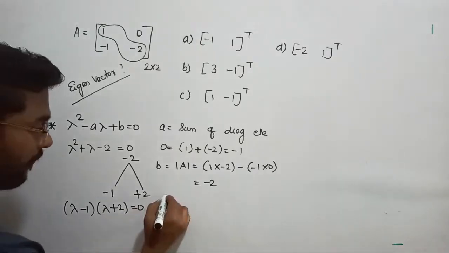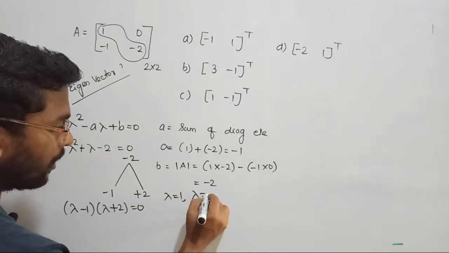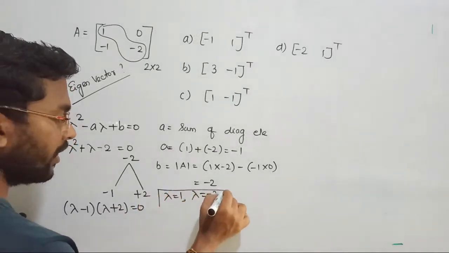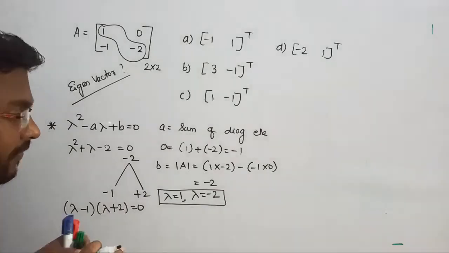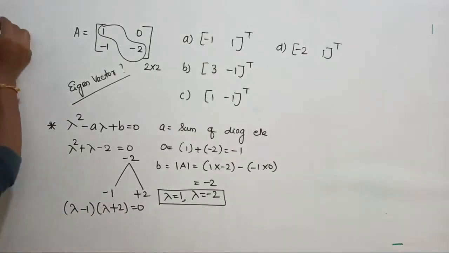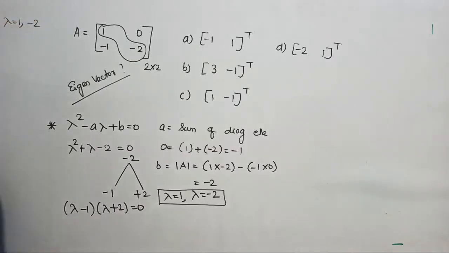Yes, we got two eigenvalues. One is lambda equal to 1 and another one is lambda equal to minus 2. So our next target is to find the eigenvector. Let us proceed further. So we got two eigenvalues, 1 comma minus 2. Let me rub these things and let's try and bring the answer.